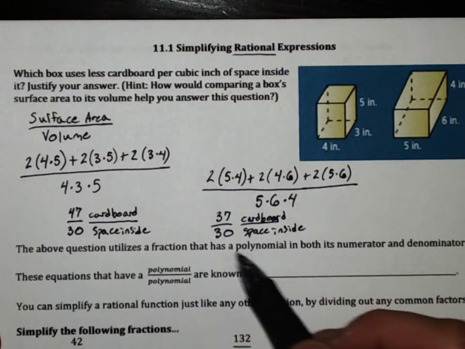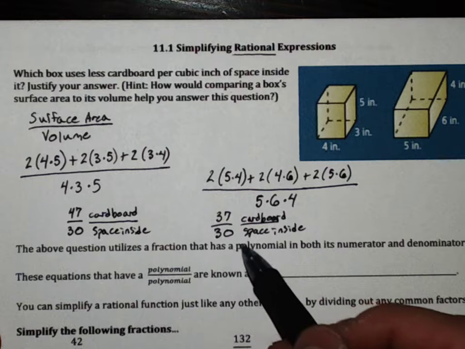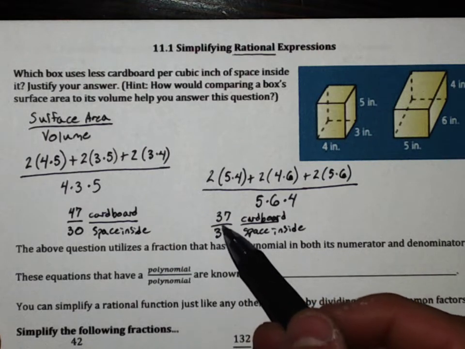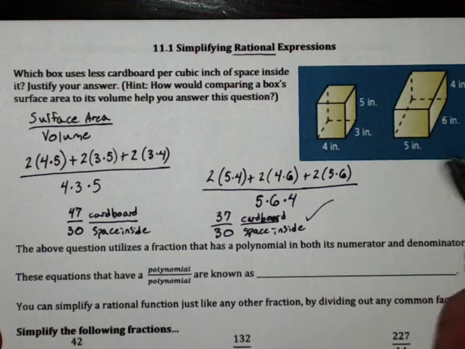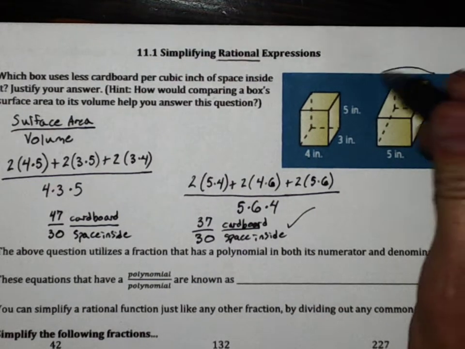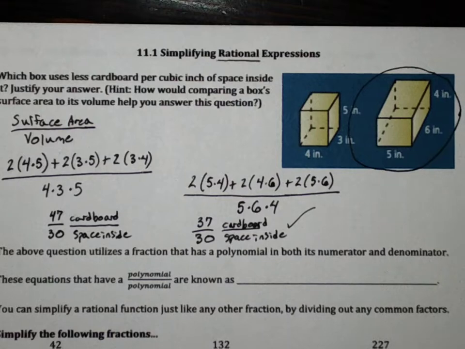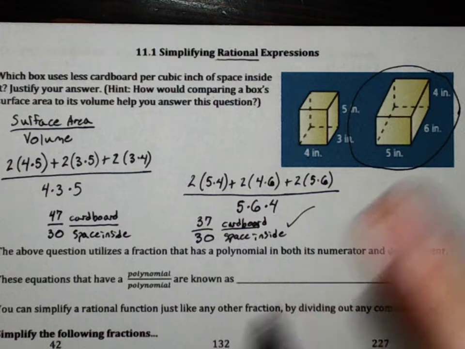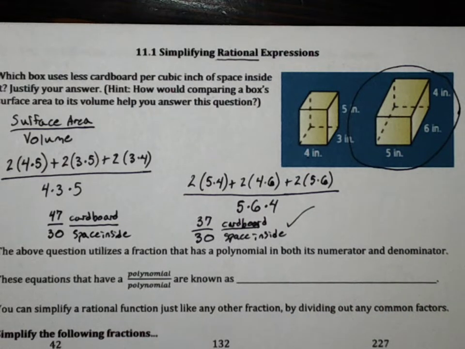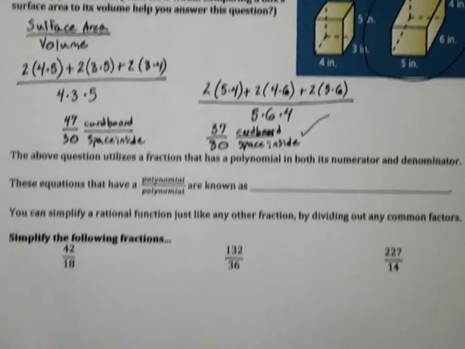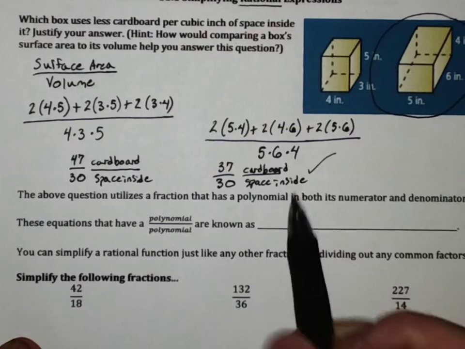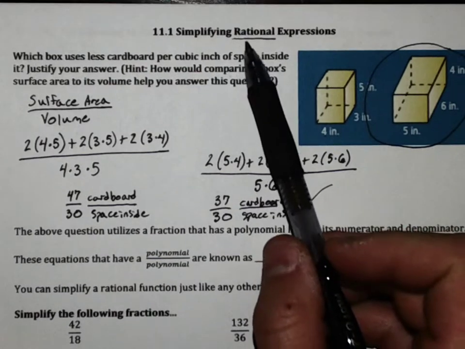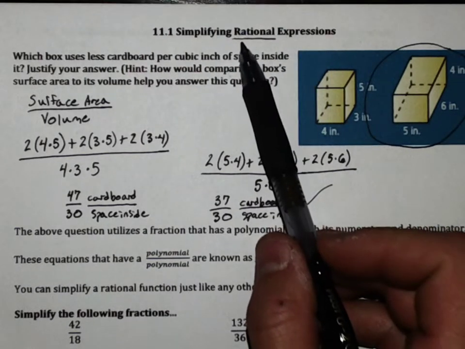This one gives you the exact same 30 cubic inches of space inside, but it uses 37 square inches of cardboard. So that one is our winner. This one right here is going to give you more space inside with less cardboard, or the same space inside with less cardboard. Above, this is an idea of what is called a rational expression or a rational function.